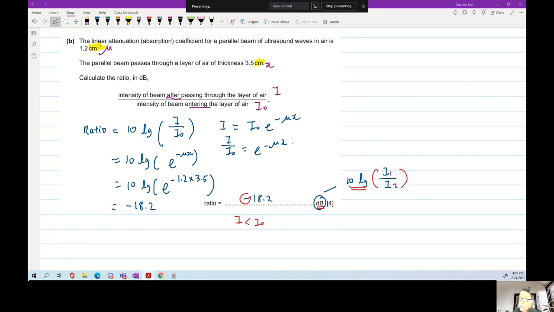Okay. Right. 4 marks leh. I want to check and see whether I wrote all my working correctly. This equation is 1 mark. e to the negative 1.2 times 3.5 is 1 mark. They put 10 lg something is 1 mark. And the final answer is 1 mark. There must be a negative sign in the final answer. If not, you will get 3 out of 4. Pretty cool. Very nice. Okay, let's look at the other variant.